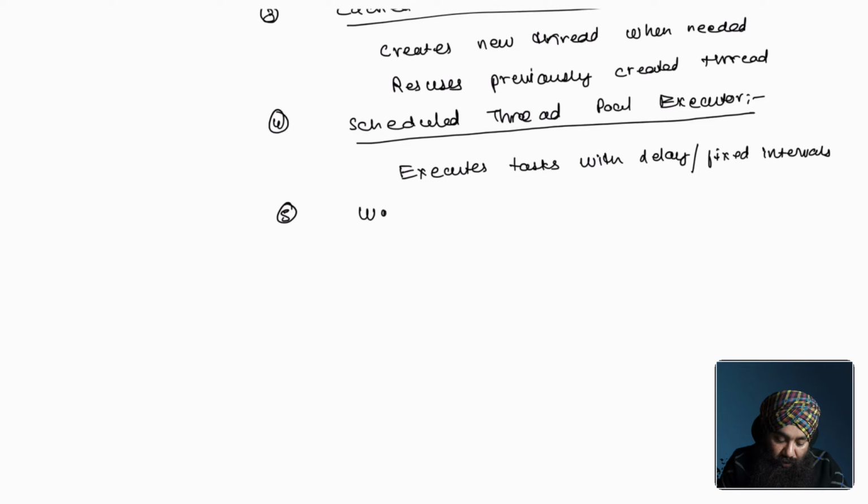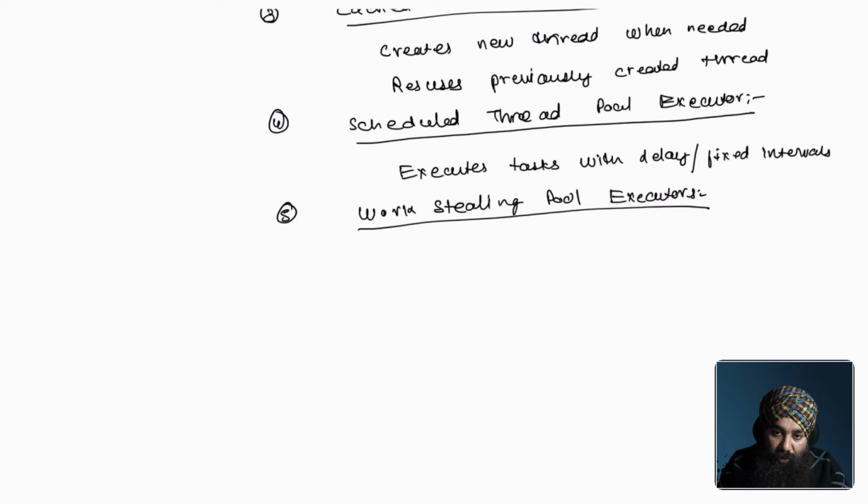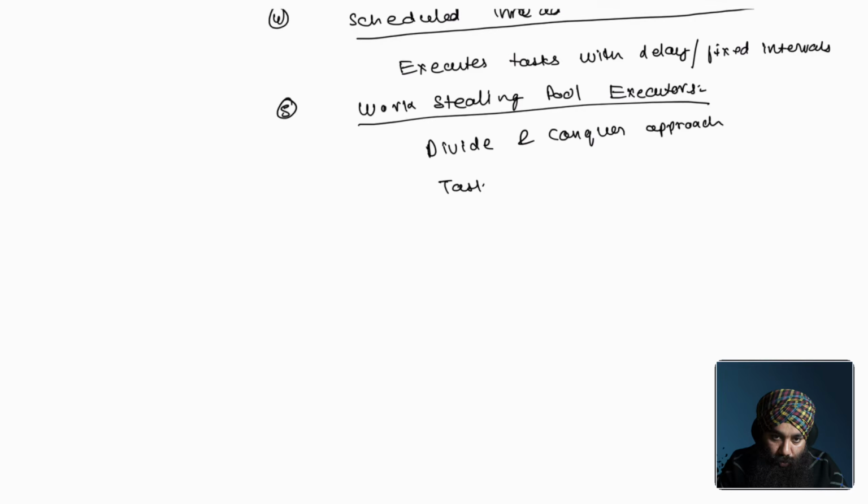The fifth one is the work stealing pool executor. Whatever task you submit, it is divided into small parts, and then the thread pool executes these tasks, and if any thread has completed execution of its task, it steals a small part of the task from another thread and executes it. So it is kind of a divide and conquer approach. So the tasks are divided into small parts.